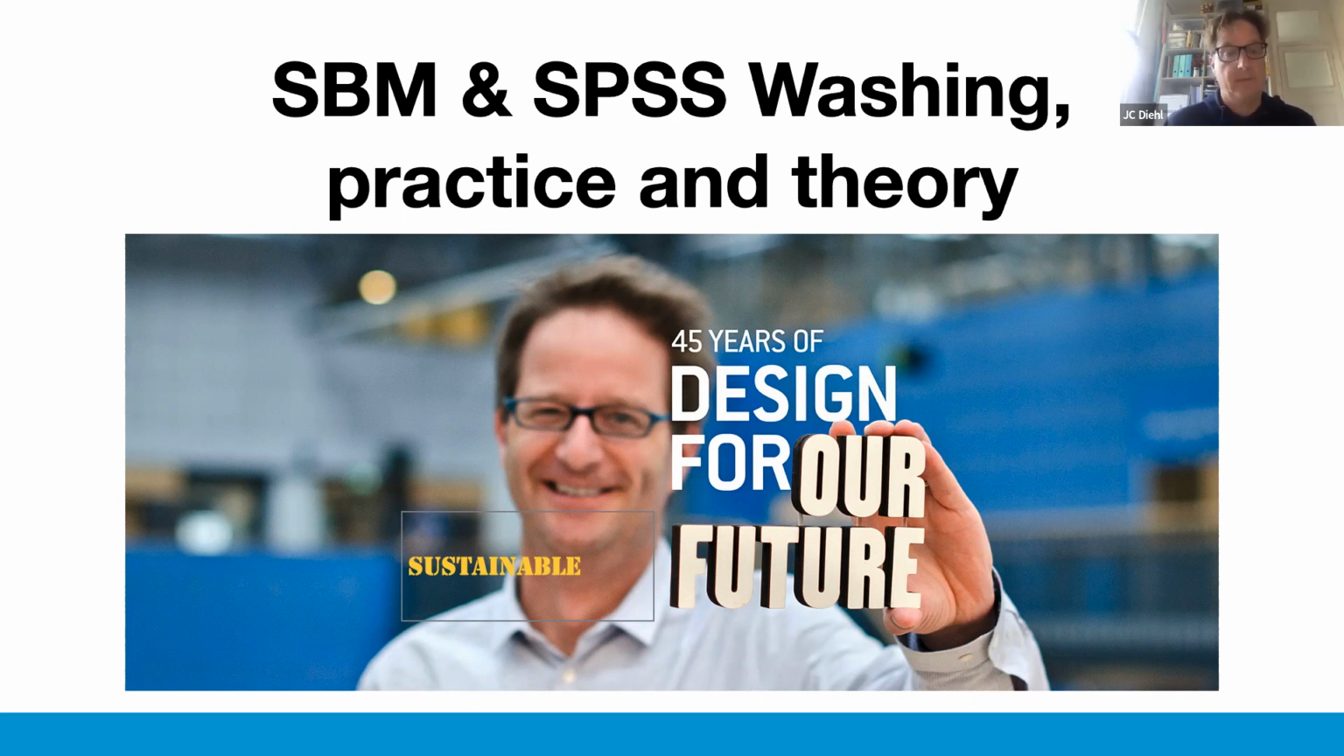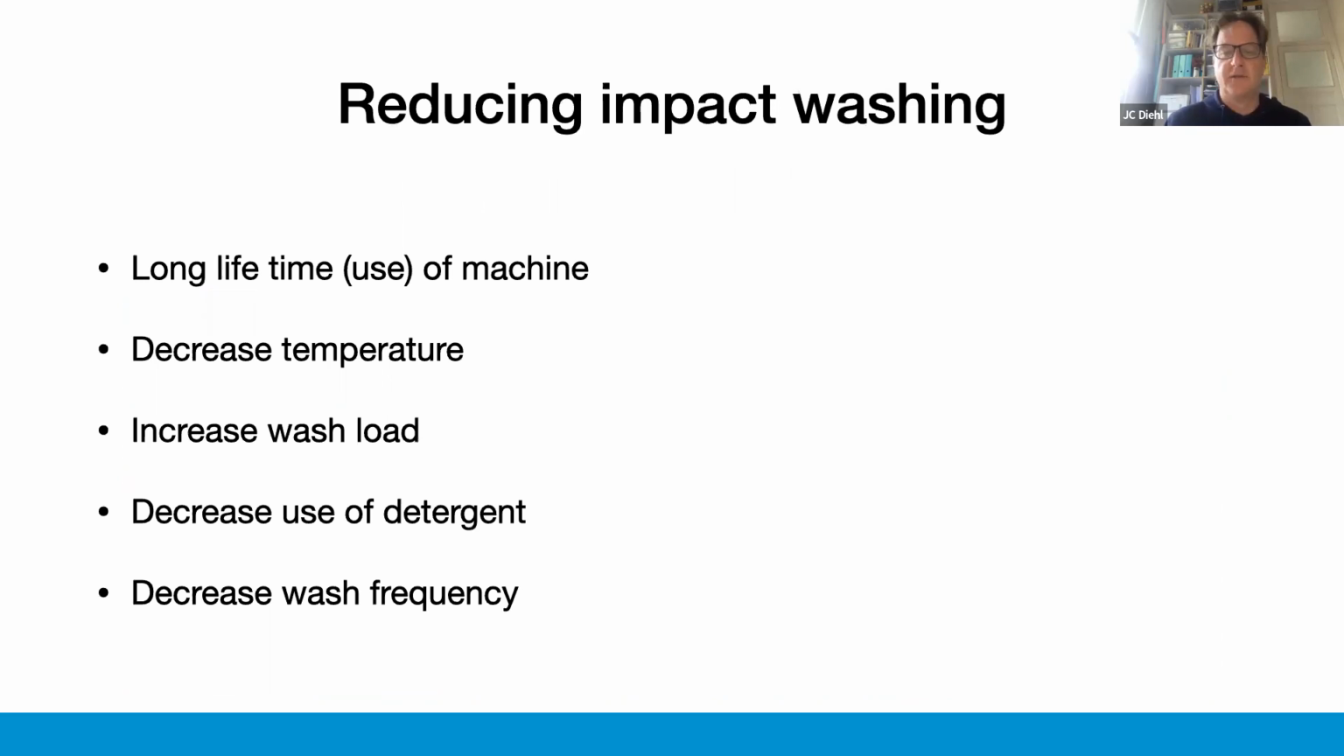And like usually, I would like to share with you some examples from practice and from theoretical papers. The same like you will do in your assignment. Thinking of washing and the environment, there are several ways of how we can reduce the environmental impact. For example, by extending the lifetime of a product. A long lifetime means less production of washing machines.